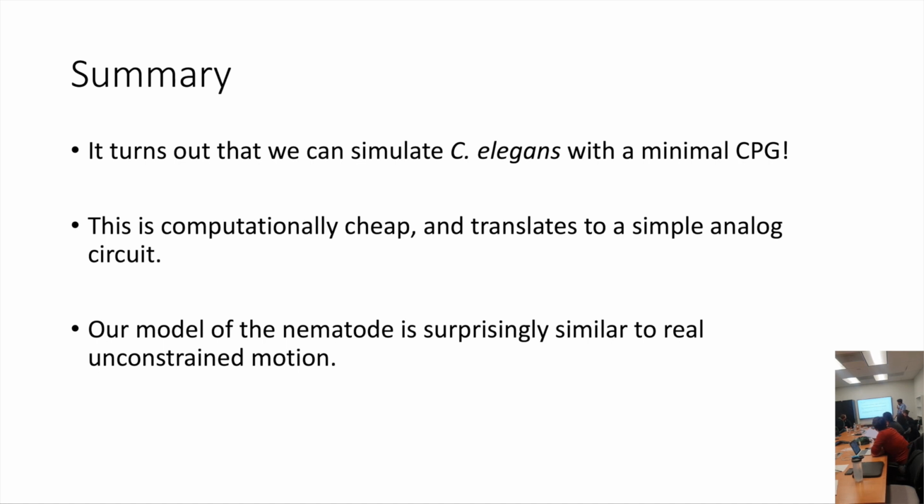Great. So it turns out we can simulate C. elegans with a minimal central pattern generator. It's computationally cheap. It translates to a simple analog circuit, and it's surprisingly similar to the real unconstrained motion.